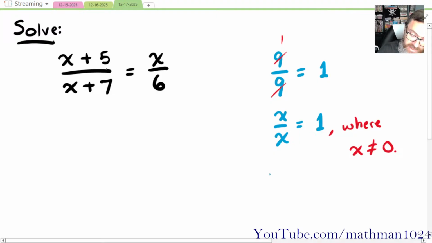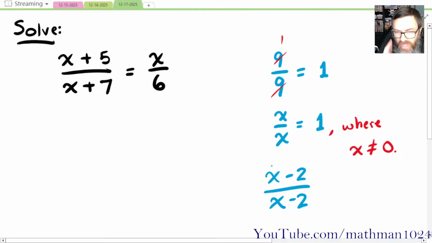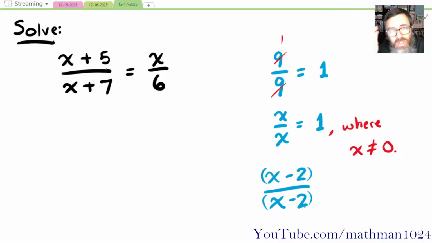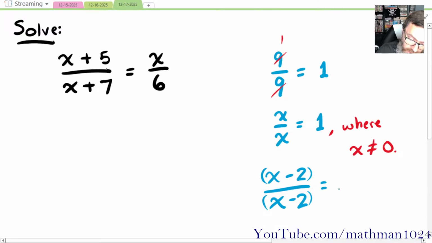Now, we can extend this to more complicated expressions like (x minus 2) over (x minus 2). And just for the sake of argument, I'm going to put parentheses around here. That way you can see that x minus 2 is a group. I don't want you to see this and go, oh, I'm going to cross out the x's and cross out the minus 2's. It doesn't work that way. This will equal 1, again, under the provision that what you have here doesn't equal 0.